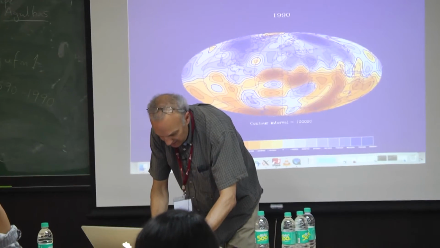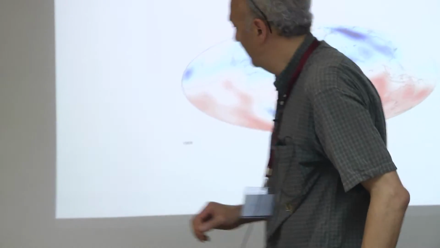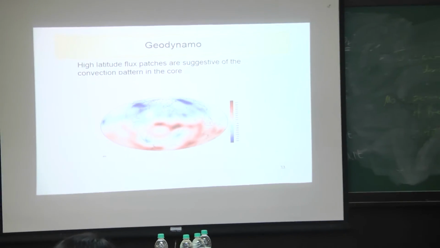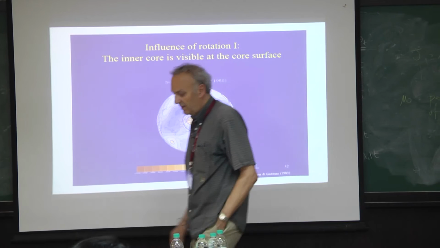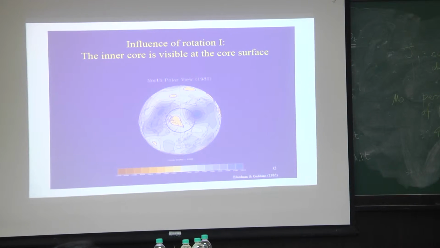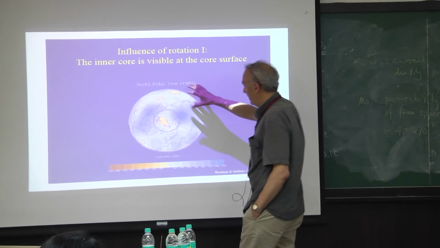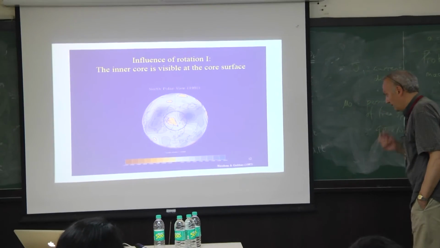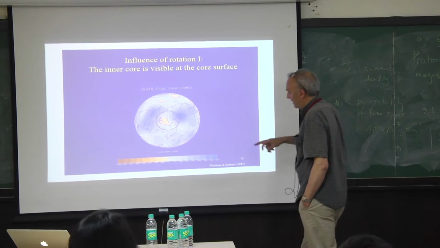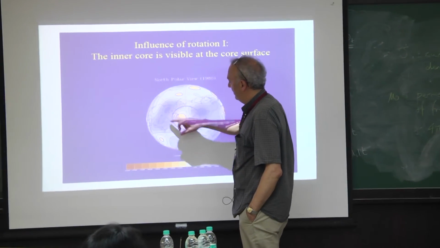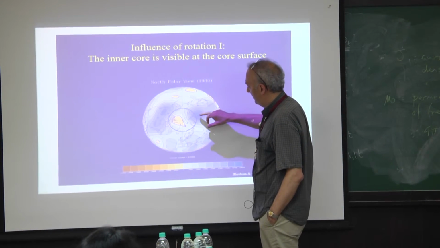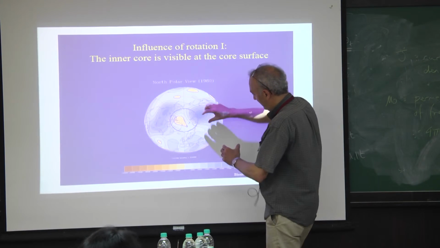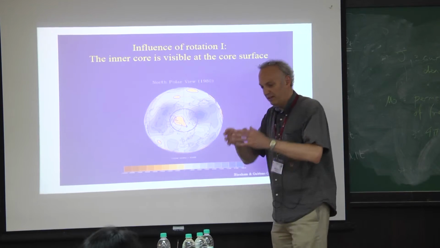Let's just go back to this. One of the things that was said in the early 1990s, probably when these first images were made, this is from the work of Bloxham and Gubbins, the interpretation of this structure is probably the following: these patches seem to be sitting just outside the tangent cylinder.